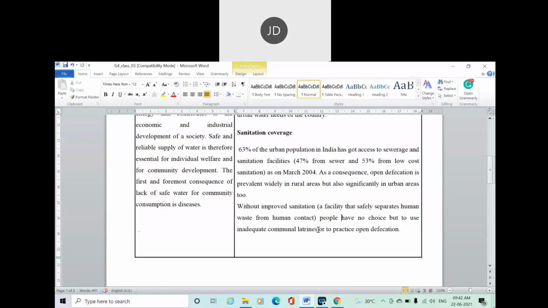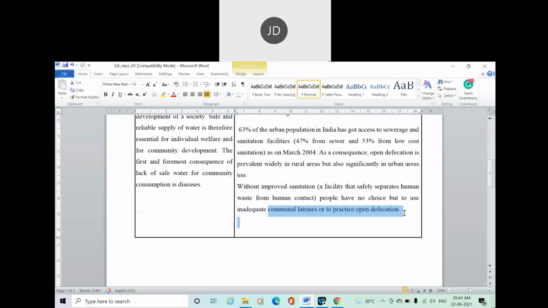So communal latrines means latrines which can be used by a whole set of households living in a particular community, and it creates an unhygienic condition. Just try to imagine. Okay, and they also go for open defecation because of the unimproved, or not properly designed, sanitation process.